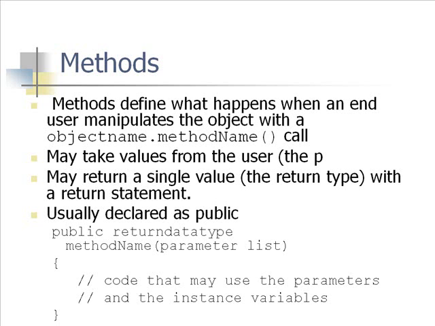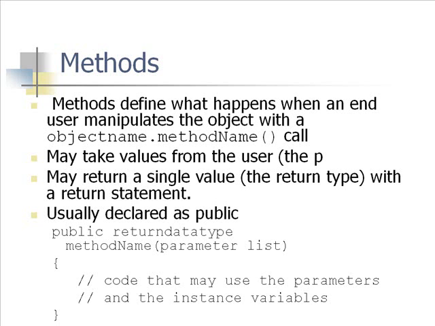If it returns something, the declaration will be public, then the return data type. If it's not going to return anything, we'd say public void, and then we'll have the method name, whatever we want to call it. In the parentheses will be a parameter list. The parameter list is a series of 0 or more parameters. Each parameter has a data type and a name. In the parameter list, the pairs are separated by commas. And then in the method, we're going to have our code that uses the parameters, and it can also use the instance variables, and it could also declare additional local values.